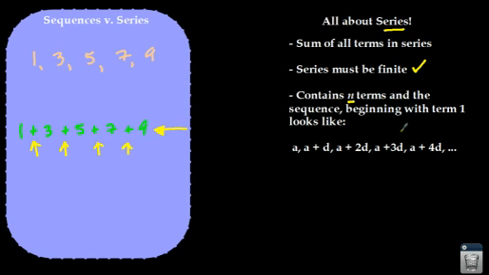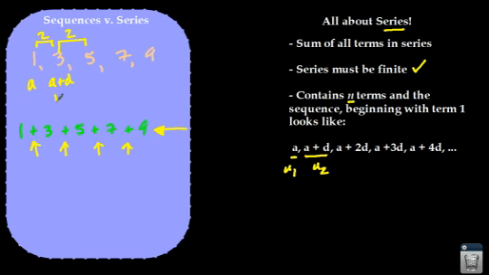So a series contains some number of terms, any number of terms, and the sequence looks like this, beginning with term 1. So A would be term 1. That's our starting value. Term 2 is our starting value plus the common difference. So this would be A plus D, and in this case, D is 2, because our common difference is 2. So we grow by 2 each time.